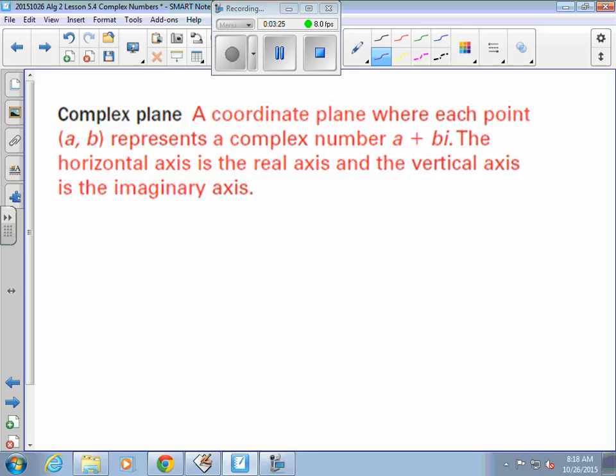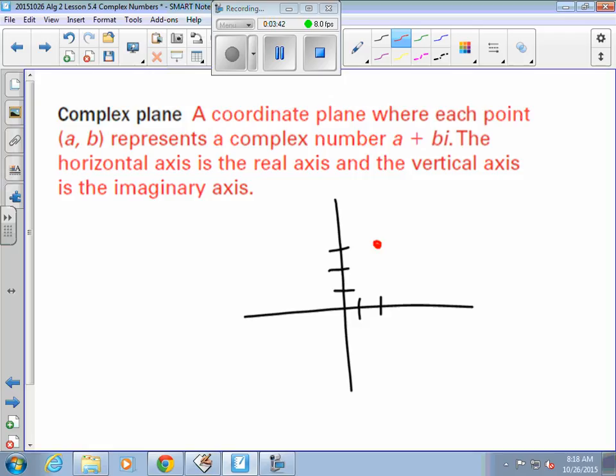Okay, a complex plane. Sounds confusing, but this is really all it is. You know how to draw a regular plane. If I told you to plot 2, 3, you would go 1, 2 this way, and you would go 1, 2, 3 this way, and you would put a plot right there. You'd plot a point. That's 2, 3.